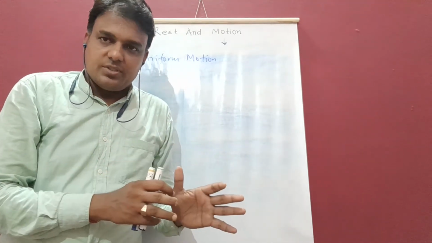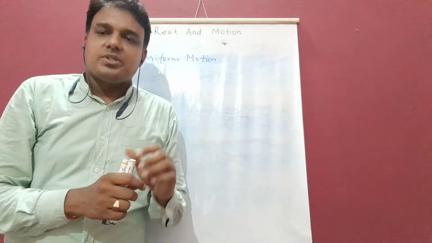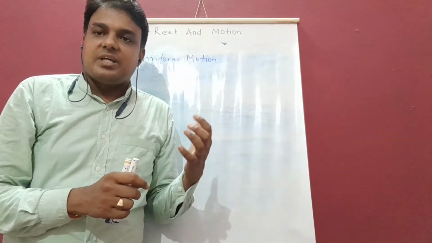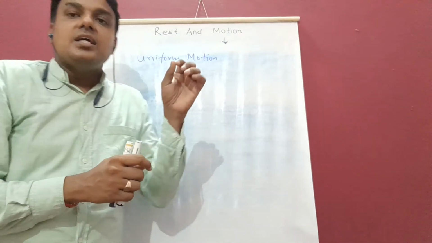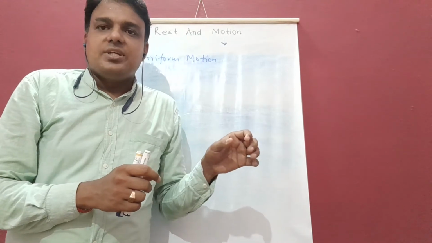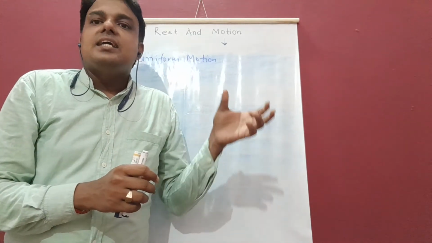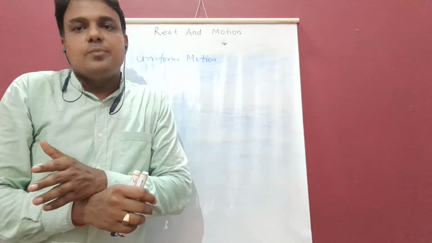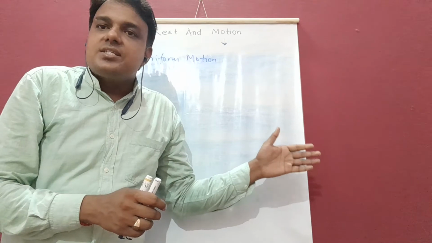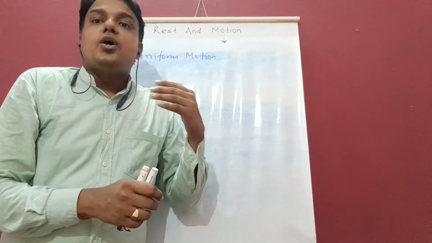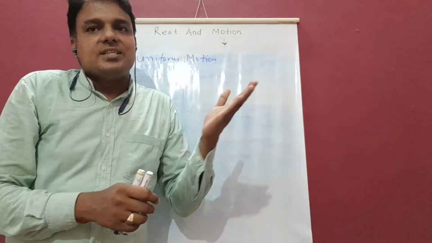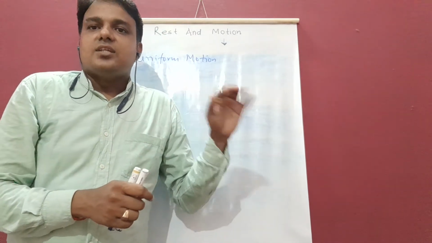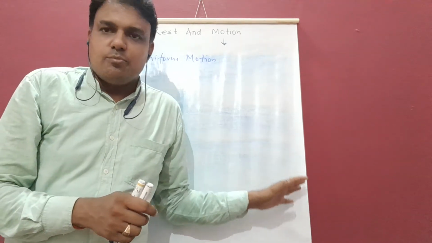And in non-uniform motion, the object changes its position with respect to time, but it changes its position in such a way that it travels equal distances in unequal intervals of time, or unequal distances in equal intervals of time, or unequal distances in unequal intervals of time. In all three cases, the motion is said to be non-uniform motion.